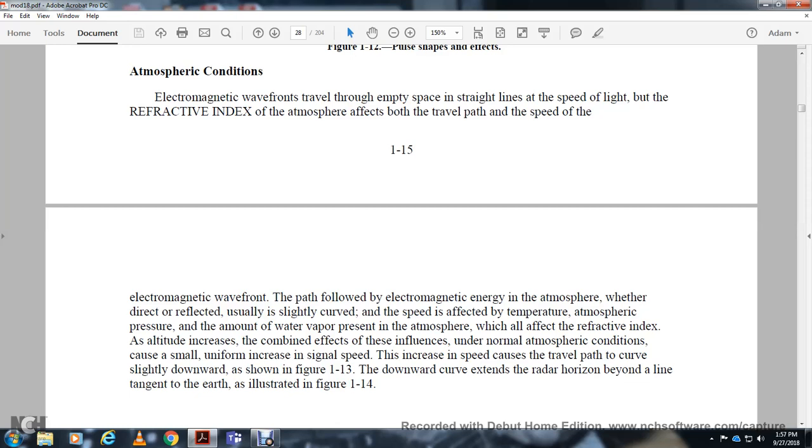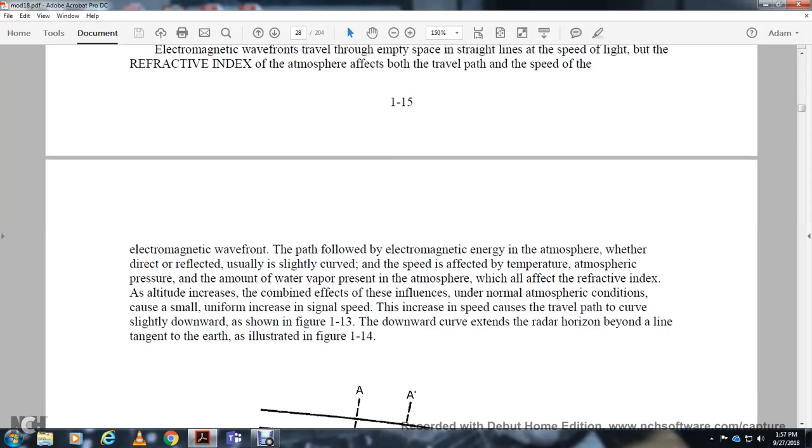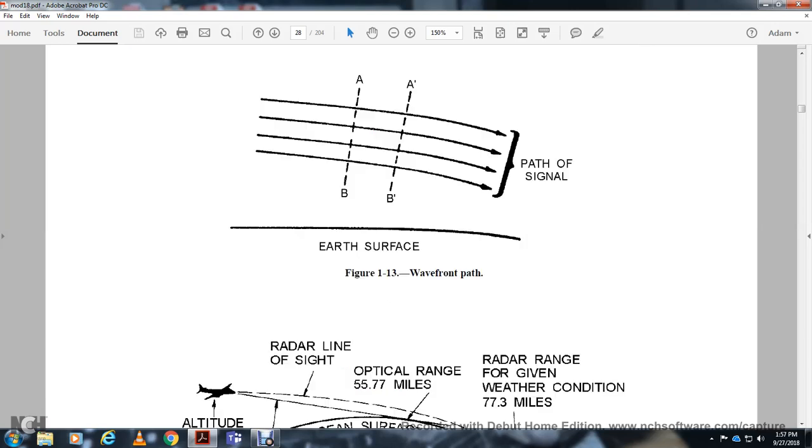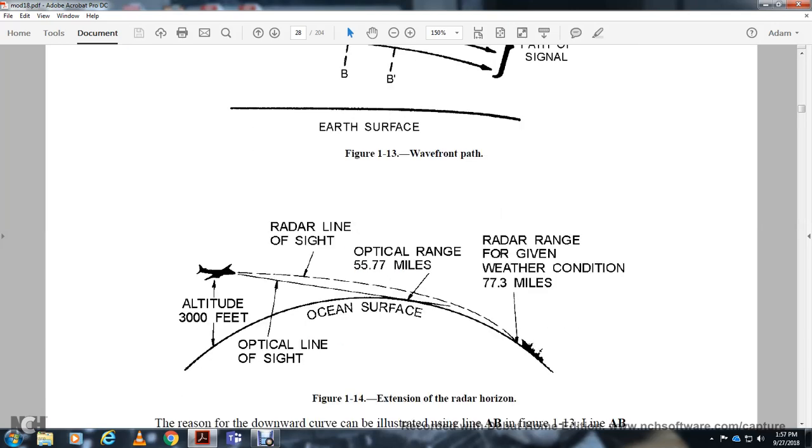The downward curve extends the radar horizon beyond the line of tangent over the Earth, as illustrated in figure 114. A and B show the path of the signal or surface wavefront. Figure 114 shows the extension for a radar at an altitude of 3,000 feet: the optical line of sight is 57.77 miles, while the radar range, given normal weather conditions, is 77.3 miles.